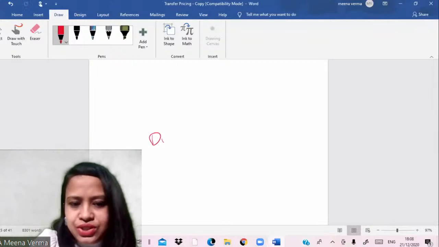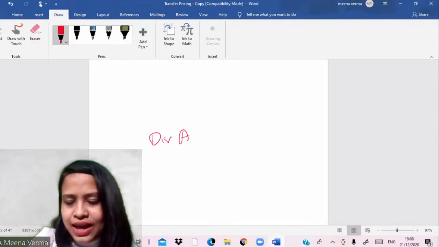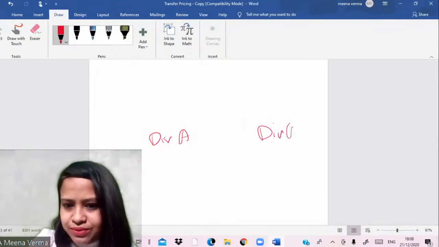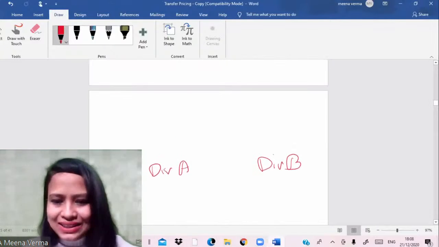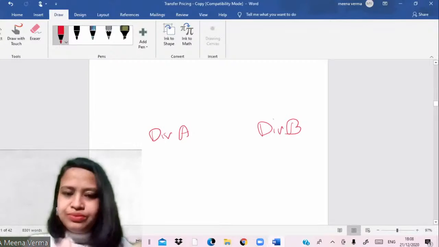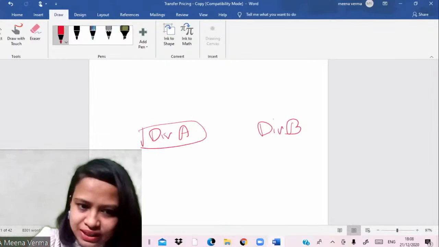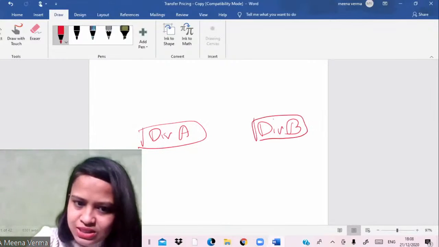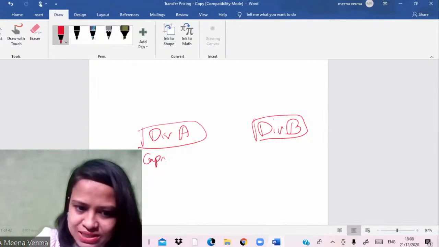I have division A and division B. Before deciding the transfer price of the goods and services which I want to transfer, I will consider many things. This is what we have already discussed. First, I will consider their own capacity.